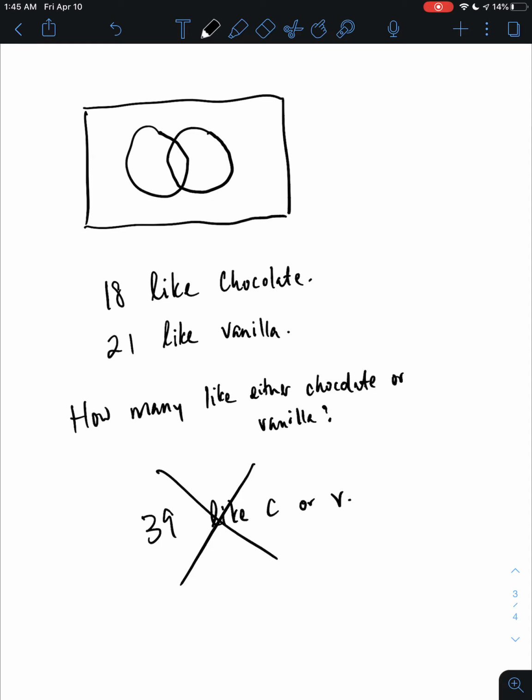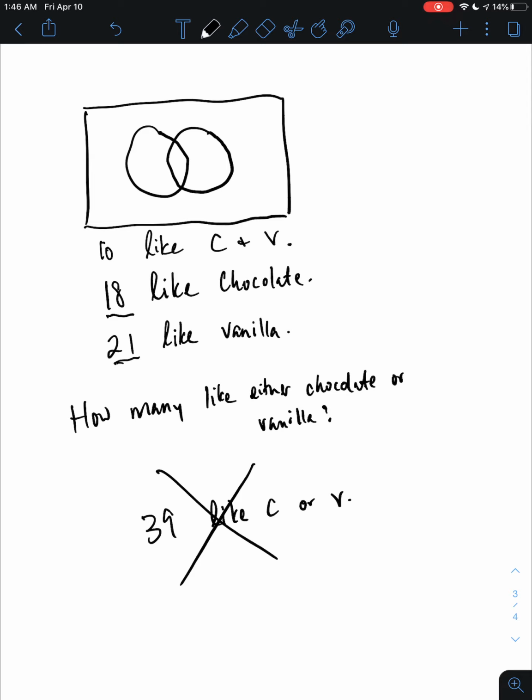And the problem is, if we think about it, that I've double counted the overlap. So the students who like chocolate and the students who like vanilla, well, there may be students who like both chocolate and vanilla. And those students are included in this 18 and also in this 21, so I've double counted them if I just add them. So what I need is one more piece of data, and that is how many students like both chocolate and vanilla. 10 students like both chocolate and vanilla.